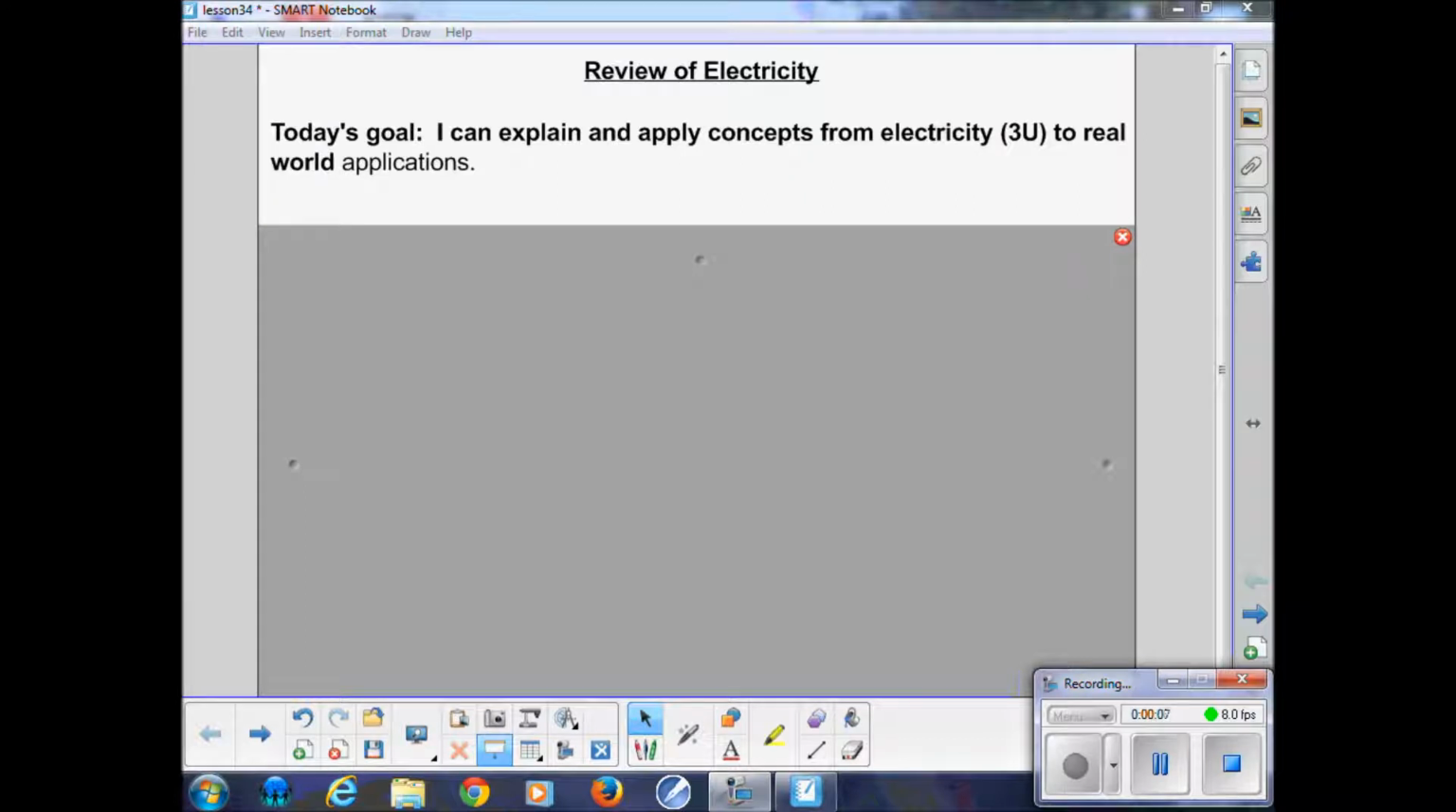You'll notice that the note or the PDF that you printed off has all the notes written in for you. Nothing really should be new here, so I'm just going to go through quickly and refresh memory, and that's our goal, that you can explain the concepts of electricity based on the 3U course.